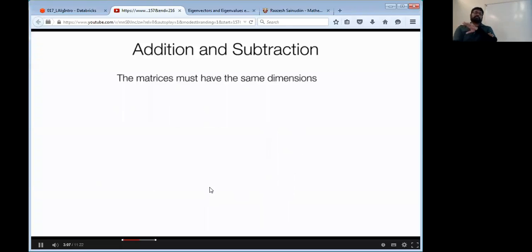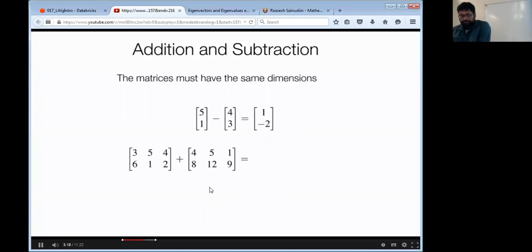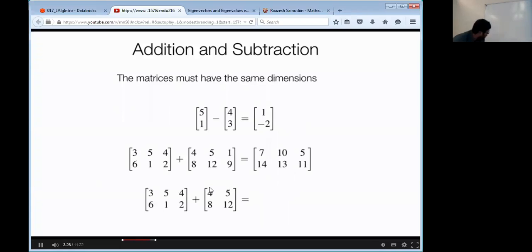It's important to note that matrices must have the same dimensions when performing addition and subtraction. So this following vector subtraction is perfectly appropriate because both vectors are two-dimensional. Similarly, these two matrices are both 2 by 3, and therefore it's possible to perform the addition. In contrast, in this third example, the matrix on the left is 2 by 3, whereas the second matrix is 2 by 2, and therefore this matrix addition is not possible.